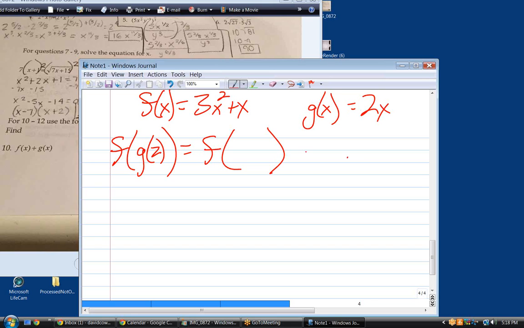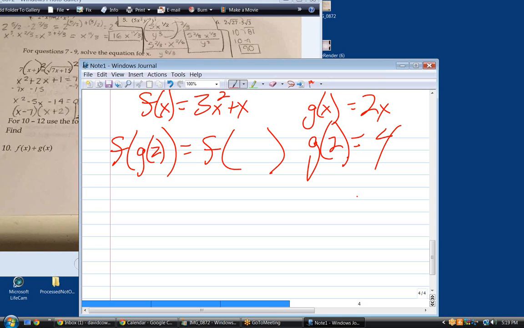All right, let's go up to the g function. You do know this, Taryn. How do I solve that? Forget the f part. What is g of 2? If g of x is 2x, what is g of 2? Yeah, 4.